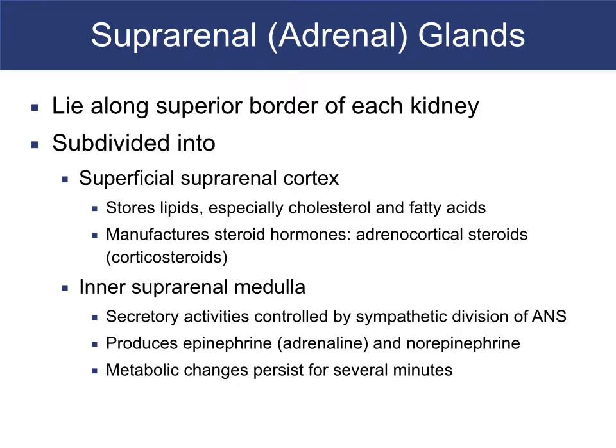Okay. Next glands let's talk about are the adrenal glands. We usually call them the suprarenal glands now, which just means on top of the kidneys. They lie along the superior border of each kidney. They have really four layers to them. They have three layers in the cortex of the adrenal gland, and then in the middle of the adrenal gland, you'll see the medulla.